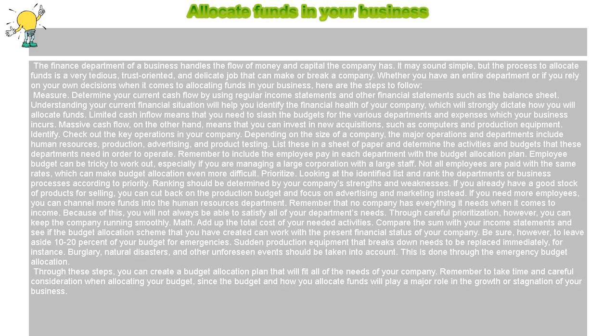Sudden production equipment that breaks down needs to be replaced immediately, for instance. Burglary, natural disasters, and other unforeseen events should be taken into account. This is done through the emergency budget allocation. Through these steps, you can create a budget allocation plan that will fit all of the needs of your company.